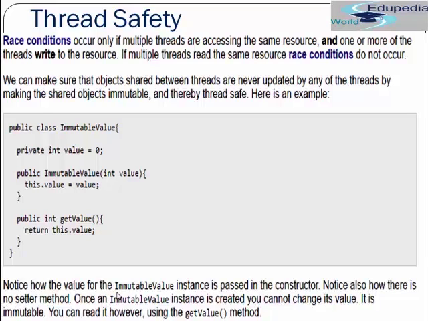Now, notice how the value of the ImmutableValue instance is passed to the constructor. Notice also how there is no setter method. Once an immutable instance is created, you cannot change its value. It is immutable. You can read it, however, using getValue. So for reading it, getValue is available, but for setting, setValue is not available. And the value is assigned as soon as you create it through the constructor.